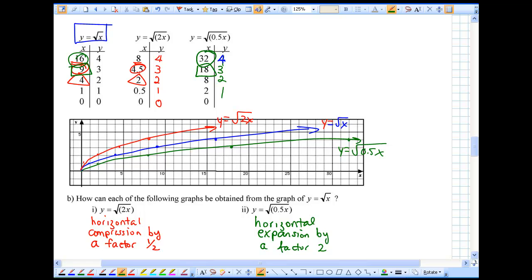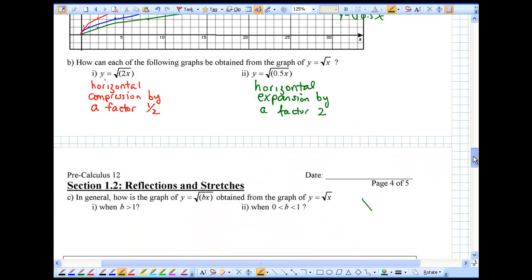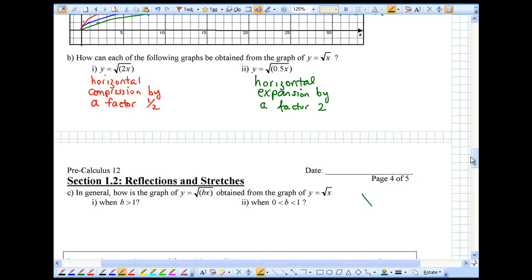So what goes on in general then? Turn the page. I said in general, how is the graph of y equals root bx obtained from the graph of root x? Well, notice in this case, when b is bigger than 1, we've got the special case where it's a horizontal, I guess it's not that special, but horizontal compression by a factor of, I guess it's 1 over b, right? It's opposite. You see the 2, it's 1/2, right?